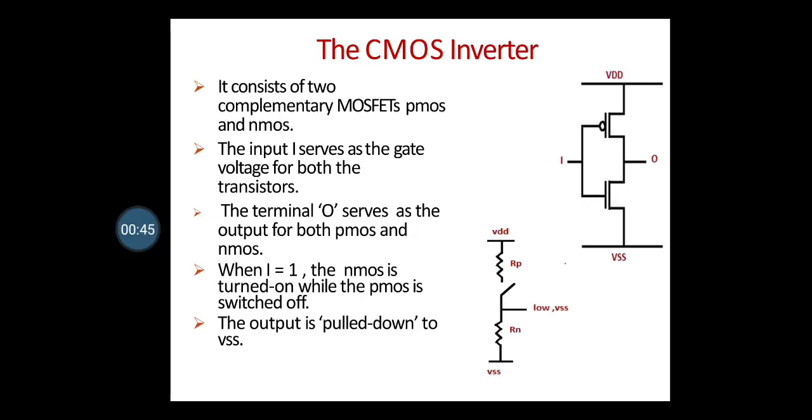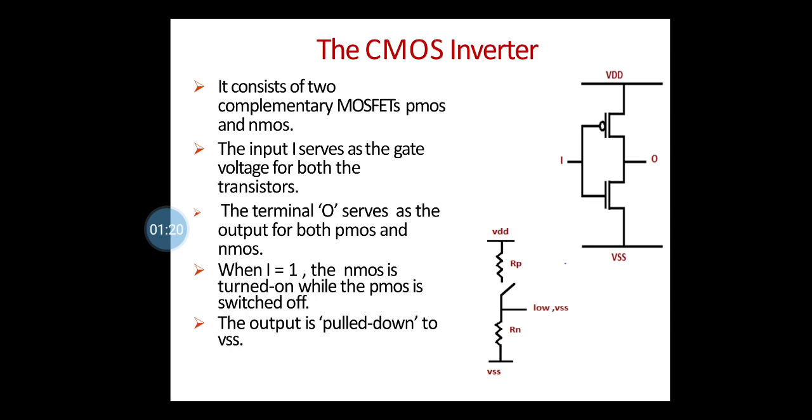The working of CMOS inverter. The inverter circuit as shown in the figure consists of two complementary MOSFETs, PMOS and NMOS. The input I serves as the gate voltage for both the transistors. The NMOS transistor has an input from VSS or ground, and the PMOS transistor has an input from VDD. The terminal O serves as the output for both PMOS and NMOS.